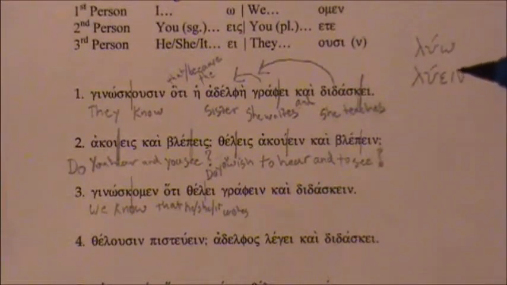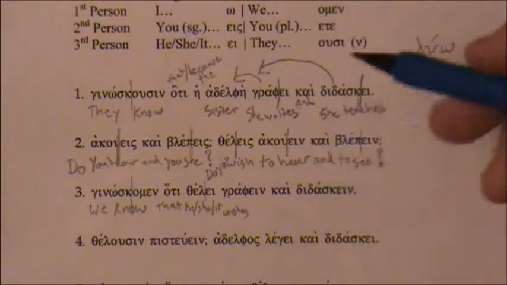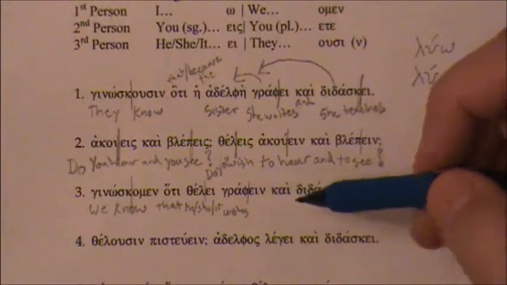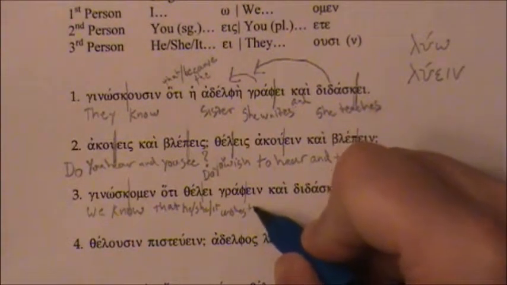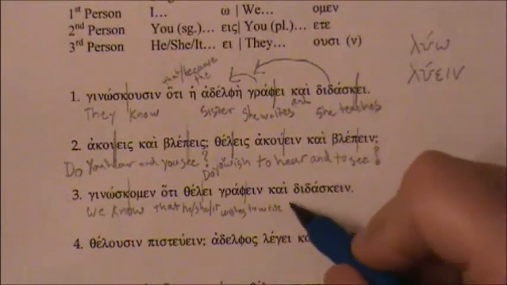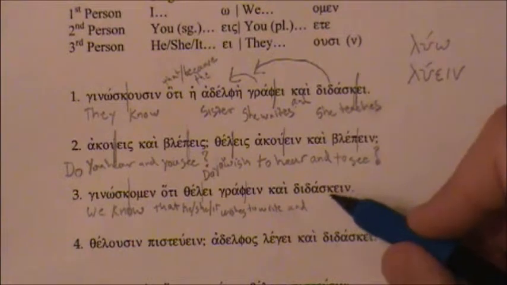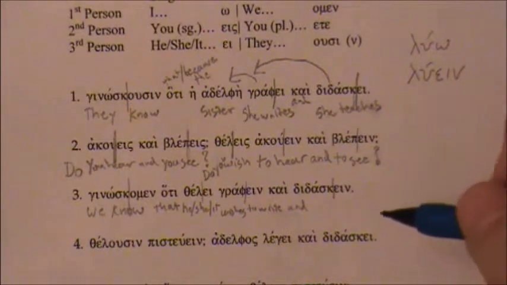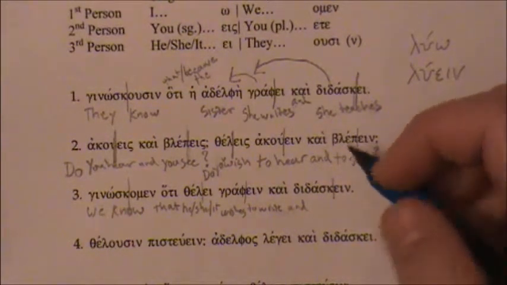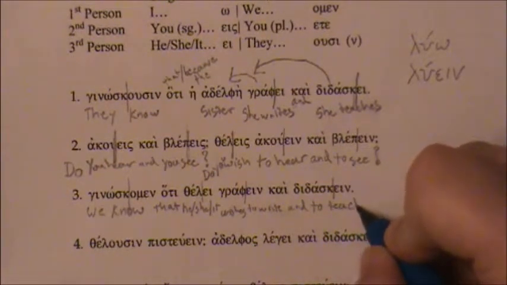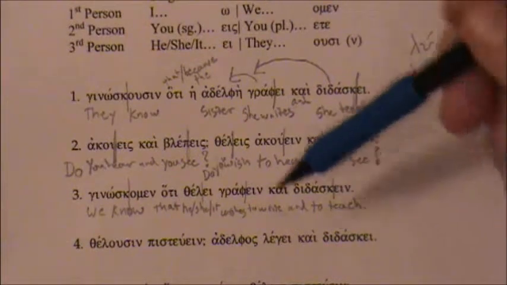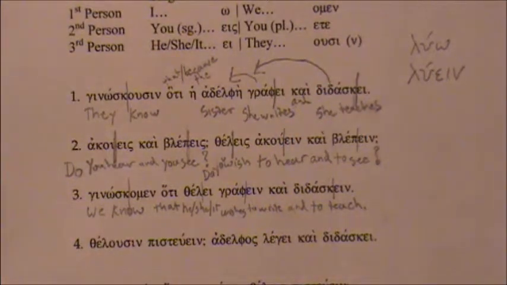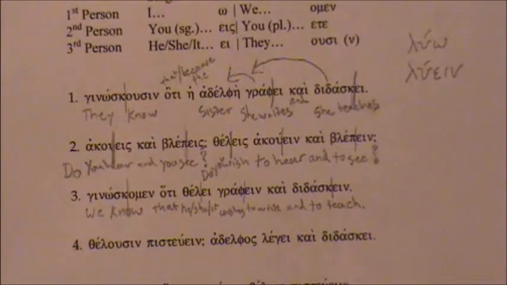Okay, graphein. See the epsilon, iota, nu, that's an infinitive ending. Grapho is I write, so graphein is to write. Kai, and didaskein, another infinitive. So to something. Well, we know didasko is I teach, so didaskein is to teach. Okay, so from the top, we know that he, she, or it wishes to write and to teach. Pretty simple.